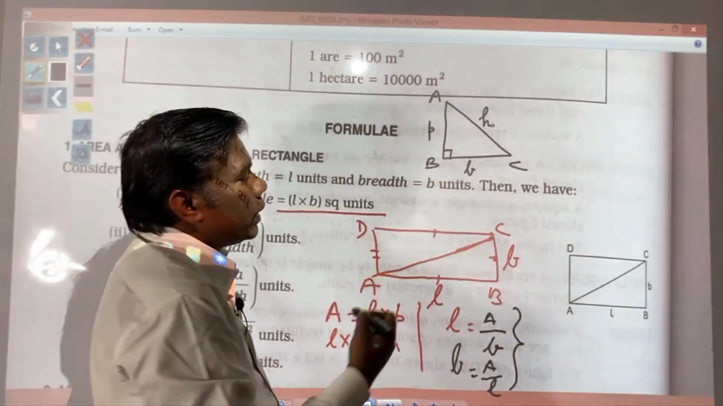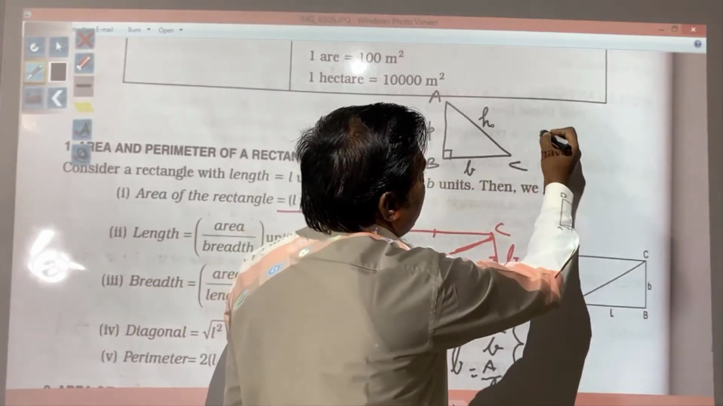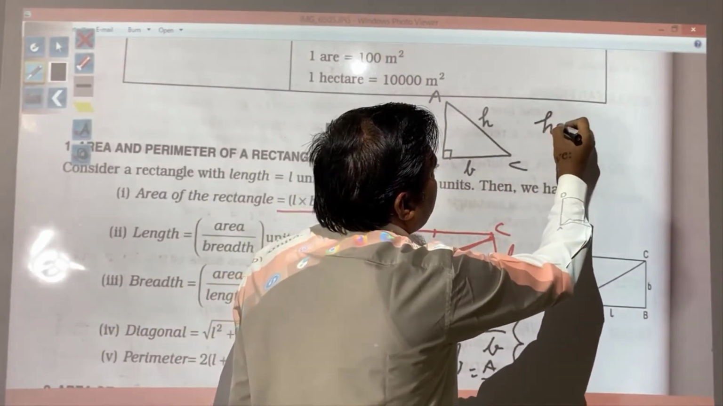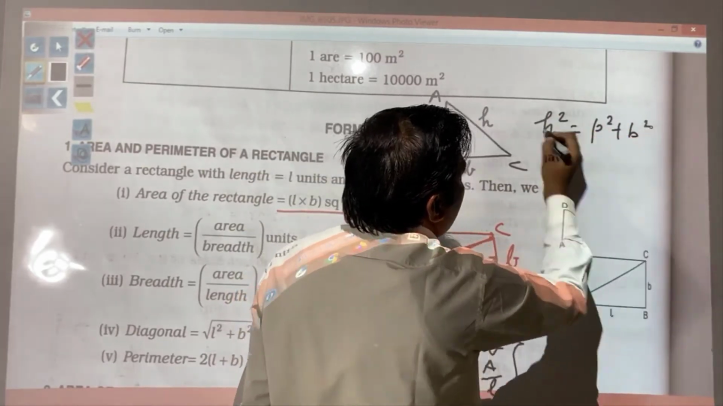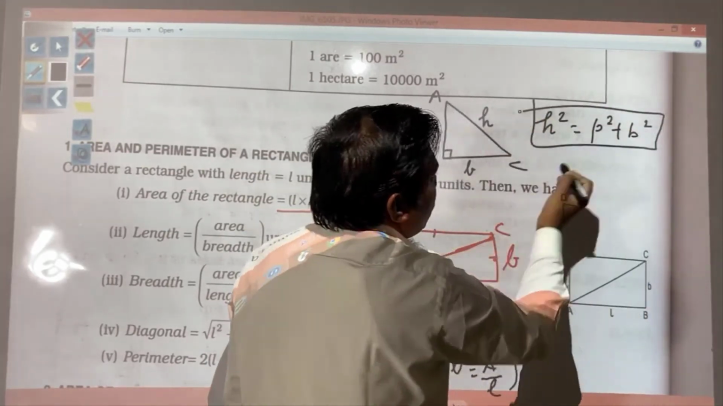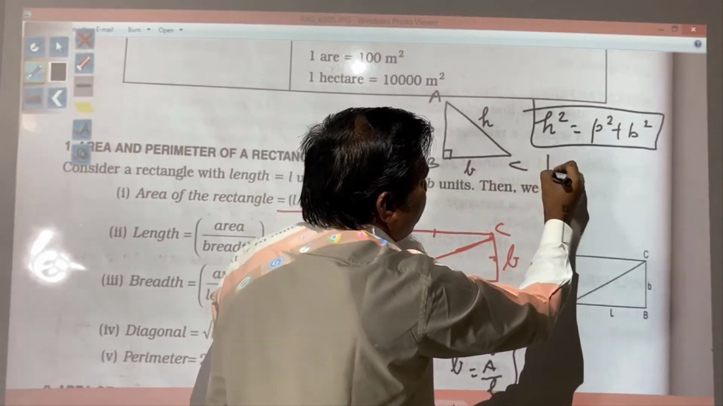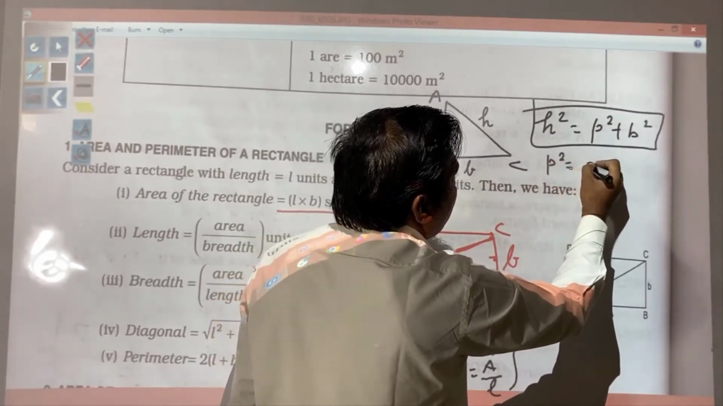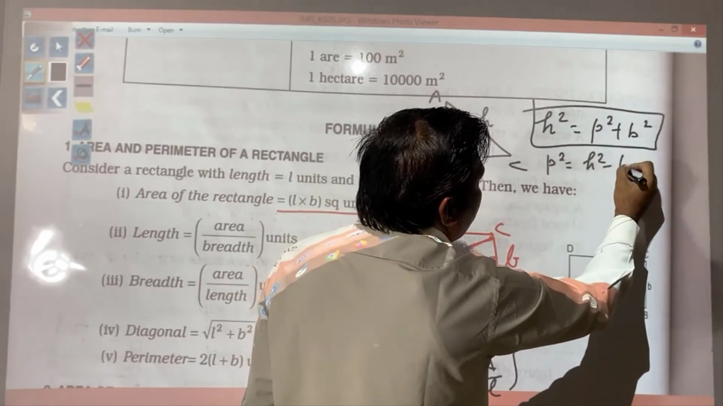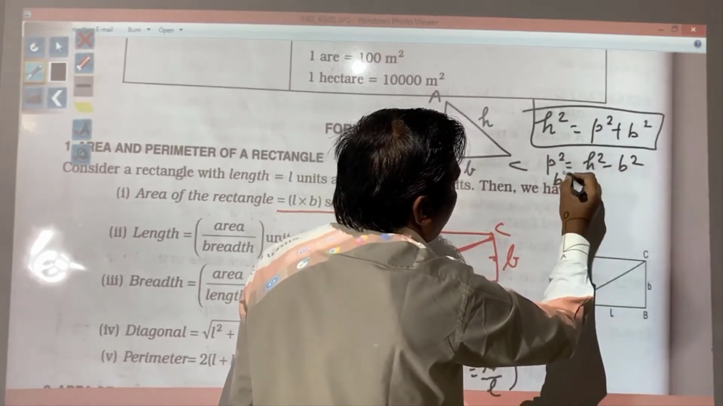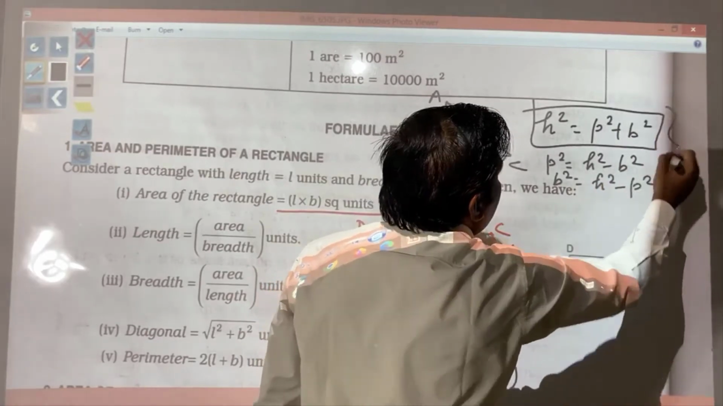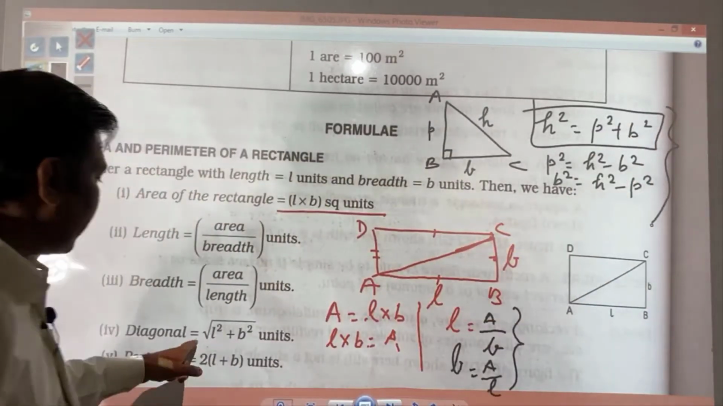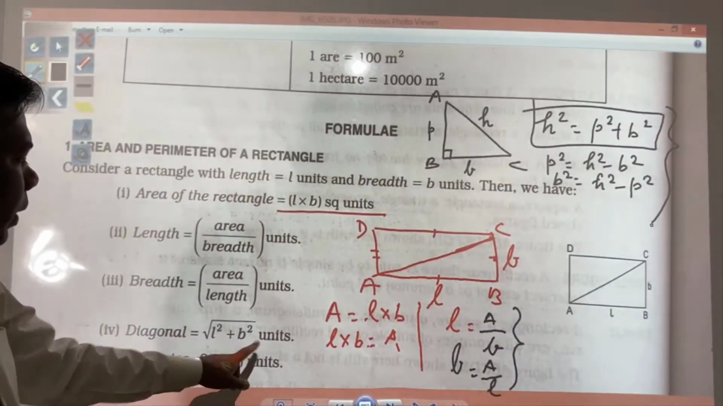So Pythagoras theorem, one theorem is there, Pythagoras theorem. Then h square will be equal to p square plus b square. This you need to remember. So if you want to find out p square, this will be h square minus b square, and if you want to find out b square, this will be h square minus p square. So these things you need to remember, so that you can find out the diagonal of the given figure.